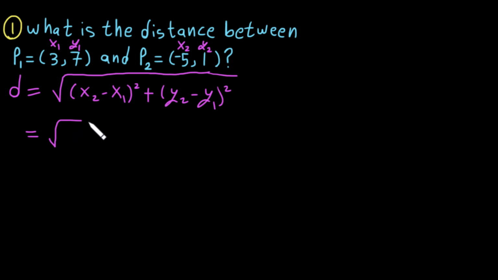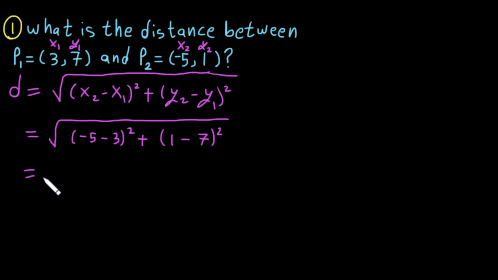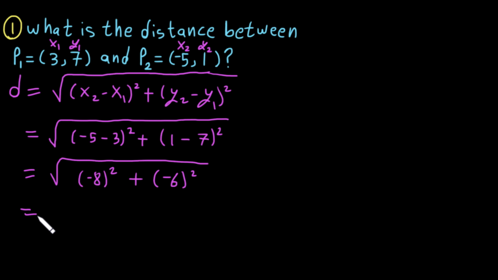So here, a long square root of (x2, which is negative 5, minus x1, which is 3) squared, plus (y2, which is 1, minus y1, which is 7) squared, equals the square root of, first we write the bracket, negative 5 minus 3, which is negative 8, squared, plus the bracket 1 minus 7, which is negative 6, squared.